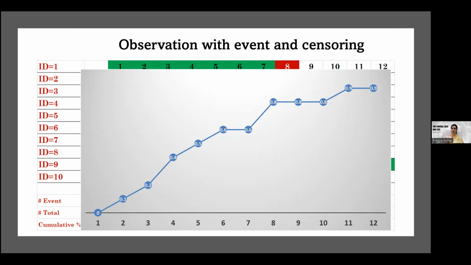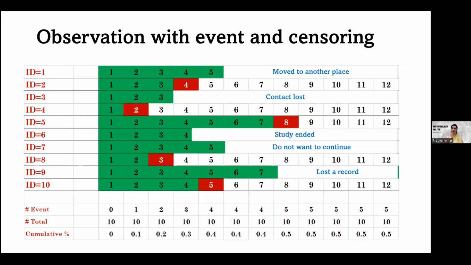So if you draw this graph, you can see that it has rising 0.1, 0.2, 0.4, 0.5, 0.6. Again, same 0.6 because there was no event. Then 0.8, this 0.8 remained because there was no event. And again, it goes up to 0.9, 0.9 because at this point, there was no event. So this is the curve of this cumulative percentage.